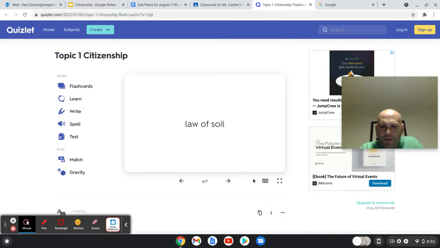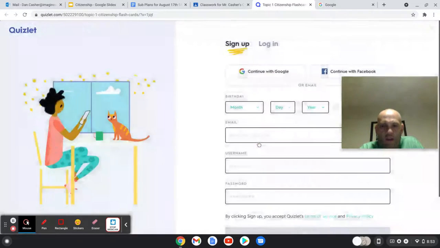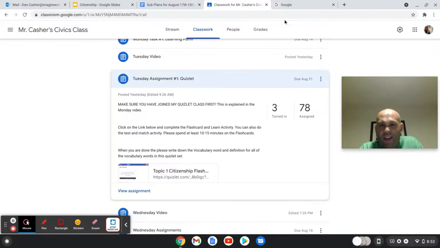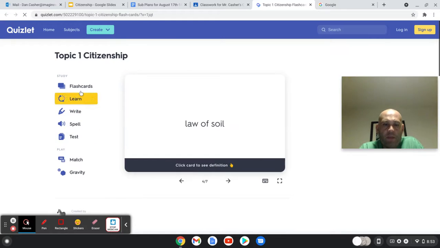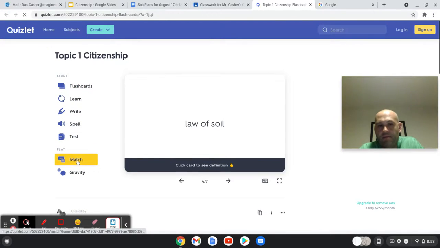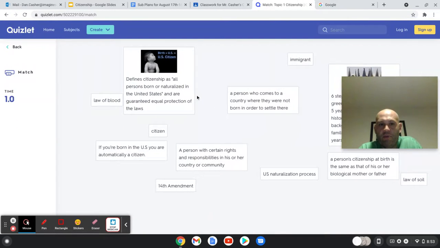There's other cool things too. You can customize it. And you can print flashcards. You can print review guides, things like that. There's different things besides flashcards too. There's a match activity, which is actually kind of fun. You can time yourself and there'll be a leaderboard. You just drag over the definition.